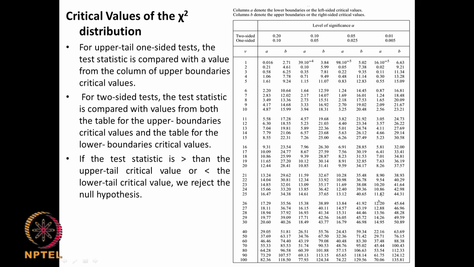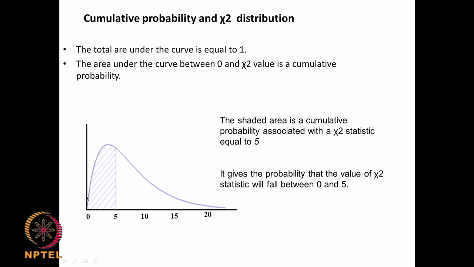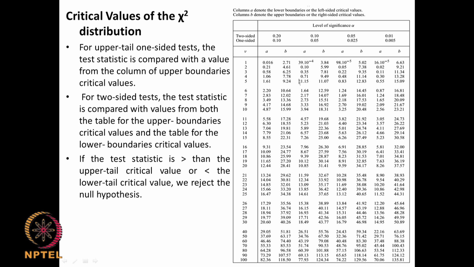We have a chi-square table also. In this column we have the degrees of freedom. Here we have the two sided and here the one sided. This gives you the lower boundary on the left hand side of the critical value, because this curve is skewed, so you will have a lower boundary and upper boundary. Generally we look at the upper side. Obviously two sided 0.05 is one sided 0.025, two sided 0.1 is one sided 0.05.